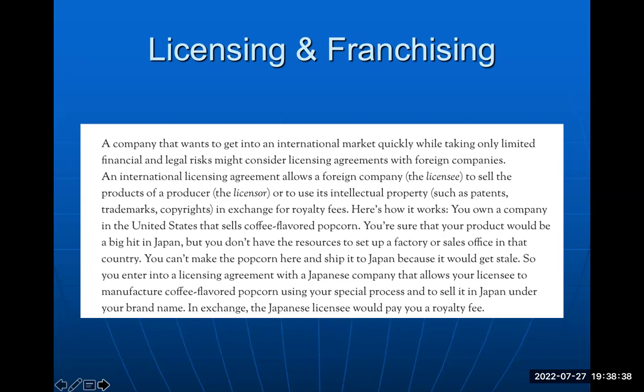What was the question that you asked? So what do we understand by the term licensing, as a way for a company to enter into an international market? Just read the snippet and tell me your understanding of it.